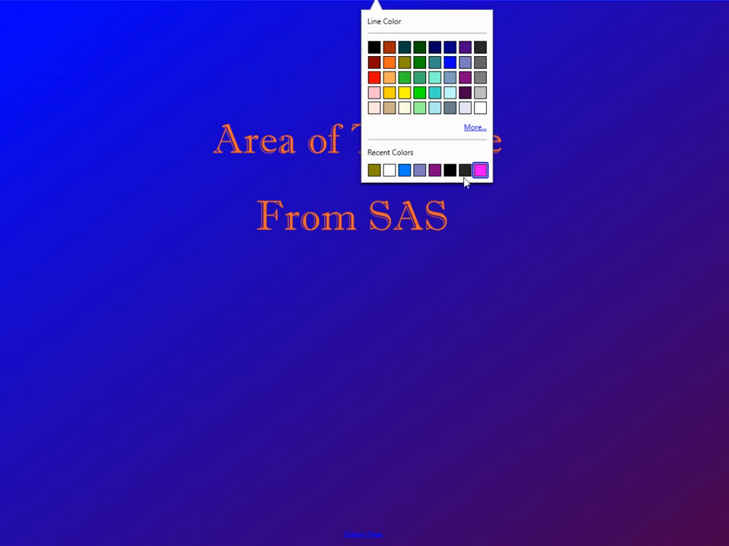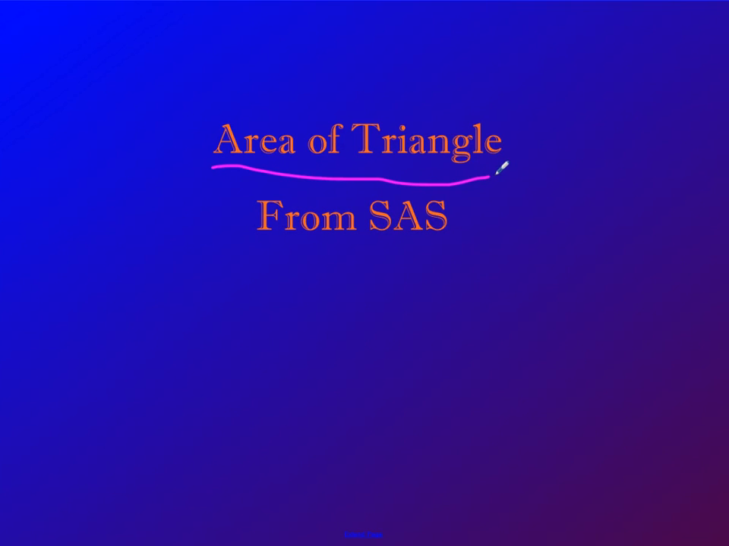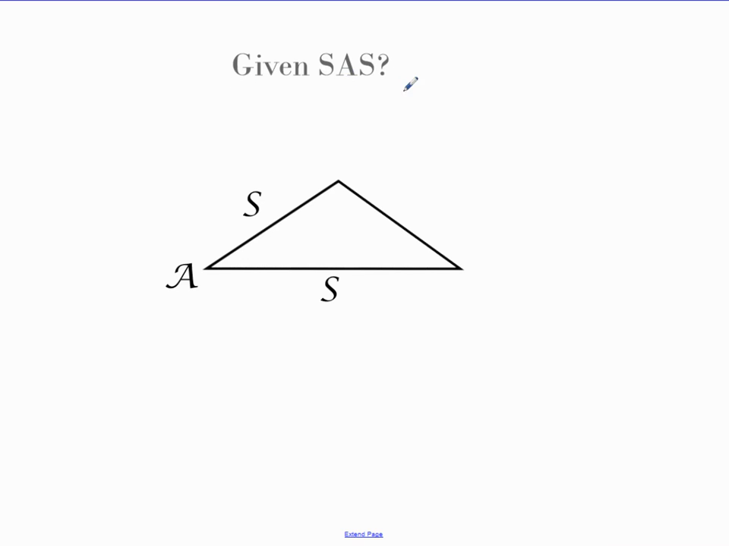People, welcome to the area of triangles from side angle side. Okay, so what does that mean? You're given SAS, as in a side followed by an angle followed by another side. Well, we're going to use this to calculate the area of any triangle, okay?